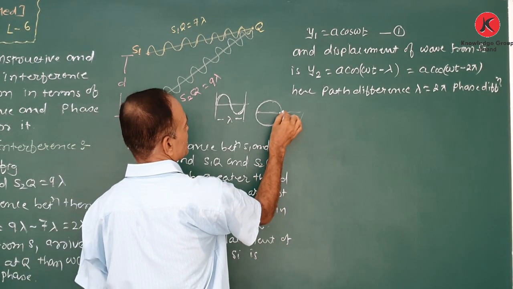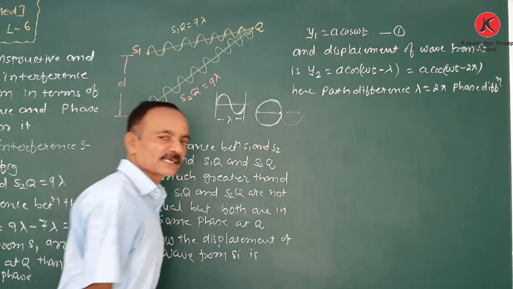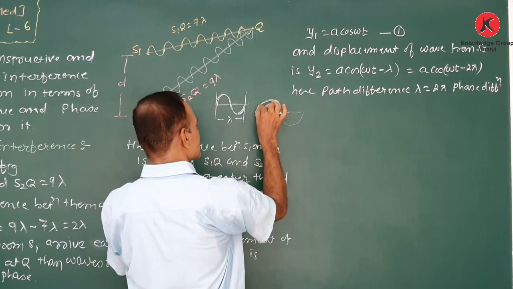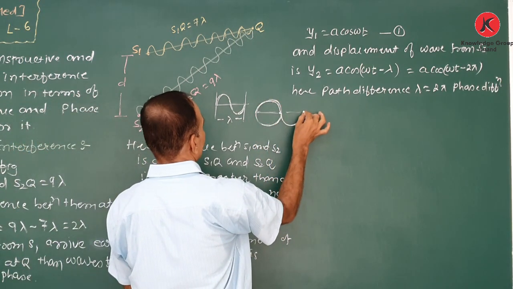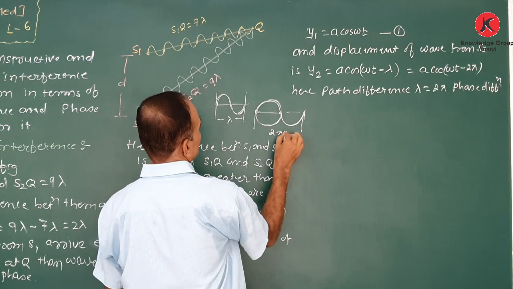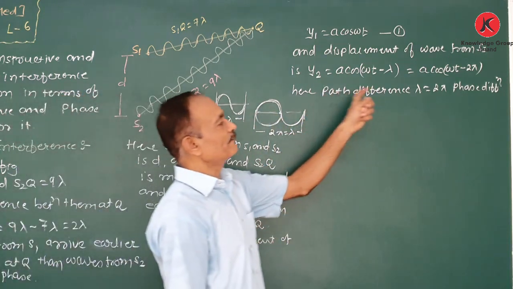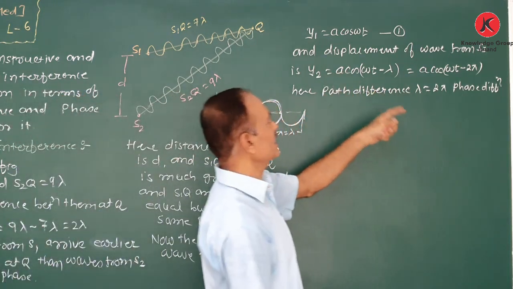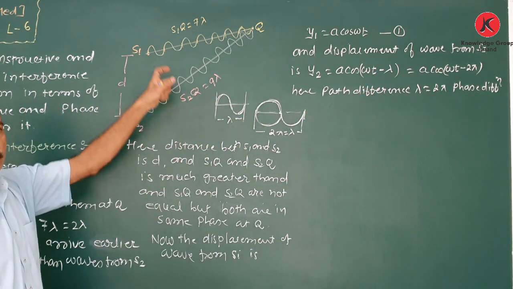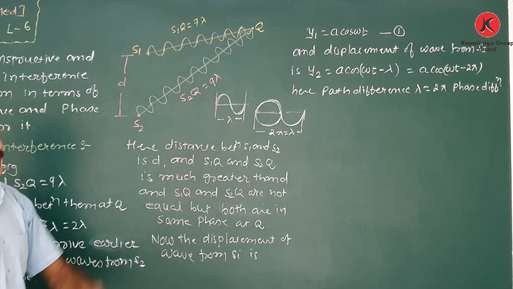So the particle starts its motion from this point and again returns back to that point, so its phase is increased by 2 pi radian. So this distance is equal to 2 pi radian. That is, the phase difference 2 pi radian corresponds to lambda. Therefore, path difference lambda is equal to 2 pi phase difference, and due to that reason, here the path difference between the two waves originating from S1 and S2 at point Q is 2 lambda.